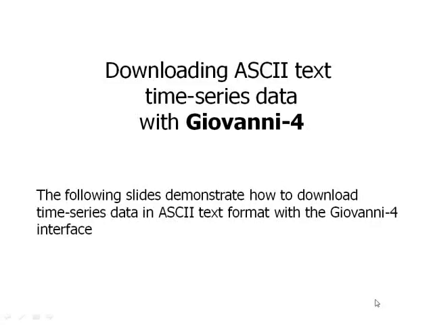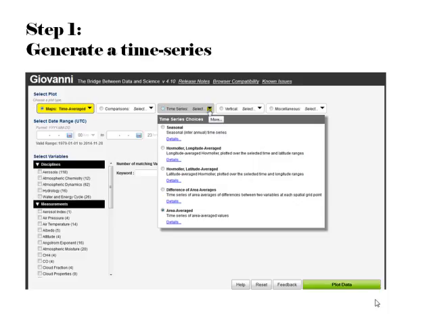Downloading ASCII text time series data with Giovanni-4. The following slides demonstrate how to download time series data in ASCII text format with the Giovanni-4 interface. Step 1. Generate a time series.